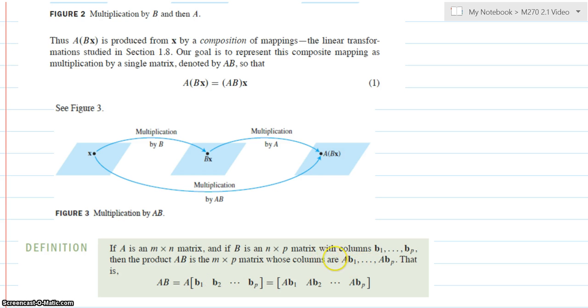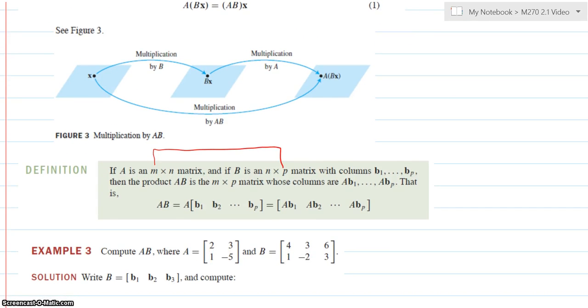B is going to have columns b1, b2, all the way to bp. Then the product of A times B is going to be m rows by p columns. Let me just mark that. That's where the m cross p comes from. It's going to look like this: we write B as vectors, and then we multiply A by each one of those, and we have a result.